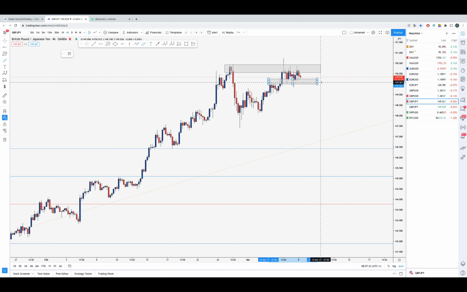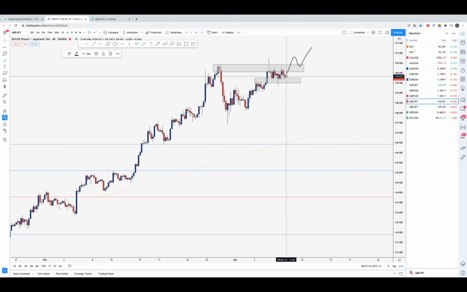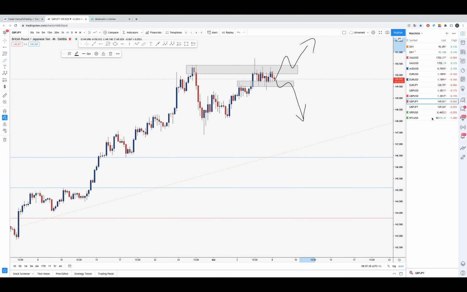Now you got two options. Option number one is this movement. Option number two is this movement. That's all what I can share with you in GJ.